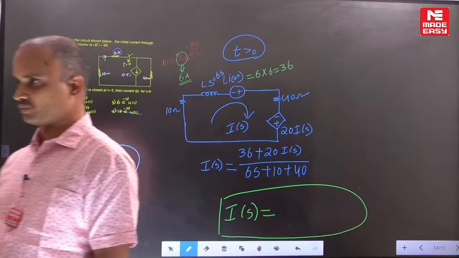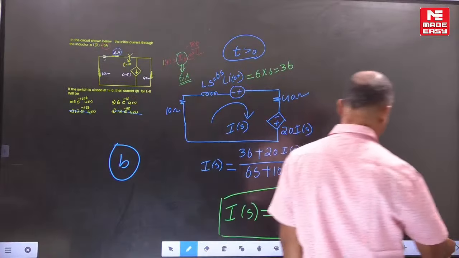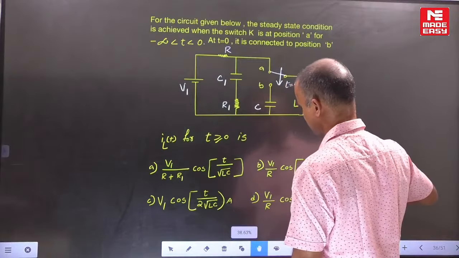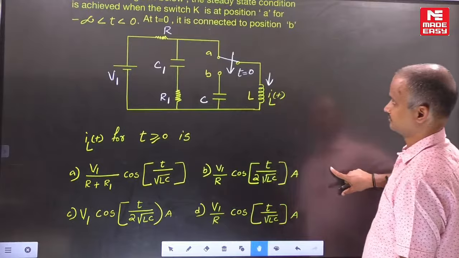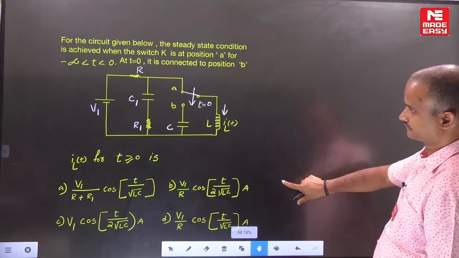But I prefer the time constant method. Find out the time constant. That is the easy approach when compared to this one. Okay, now come to this one. Note down this question.